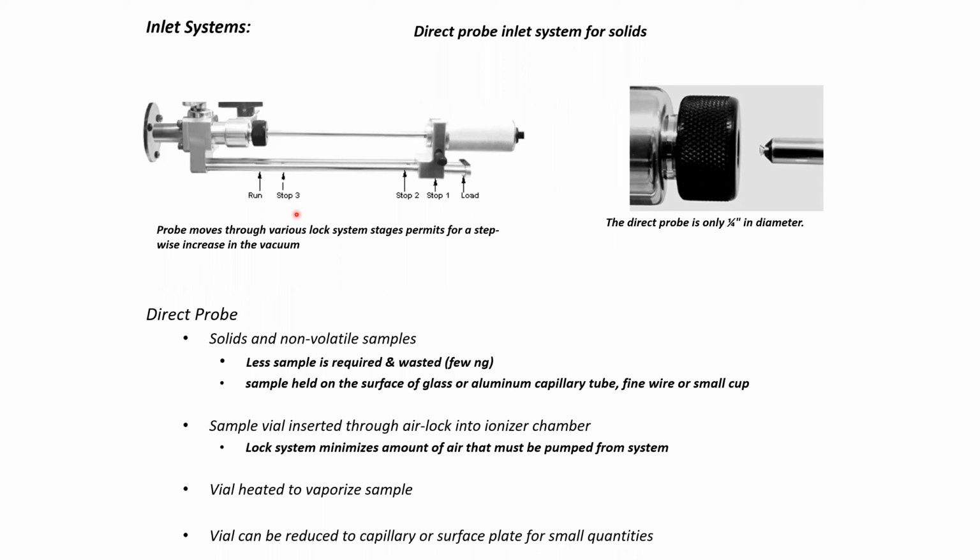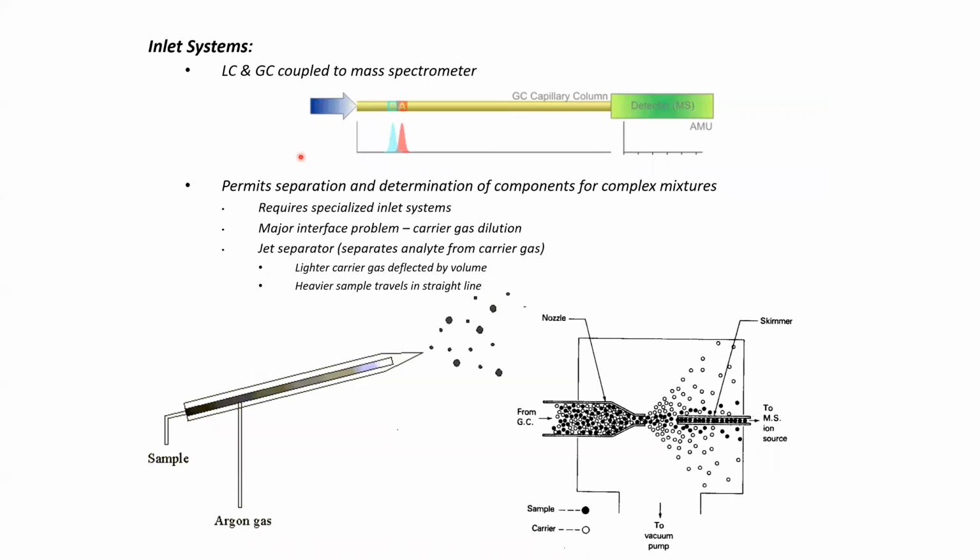The lock system minimizes the amount of air that must be pumped from the system, and the vial is then heated to vaporize the sample. The vial can be reduced to a capillary or surface plate for small quantities. So these are some other inlet systems.